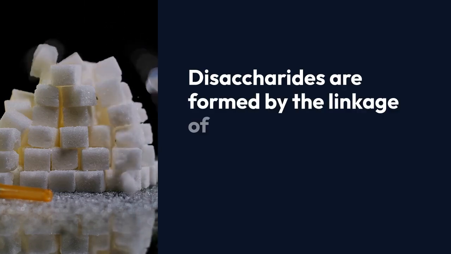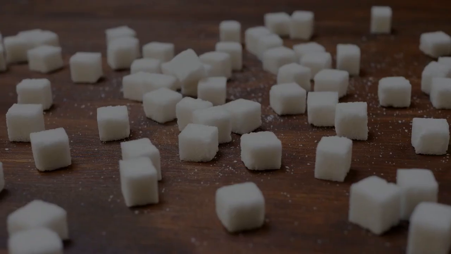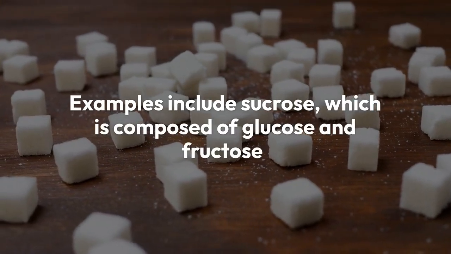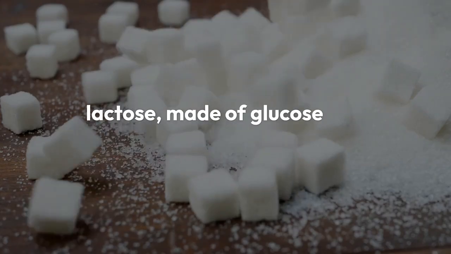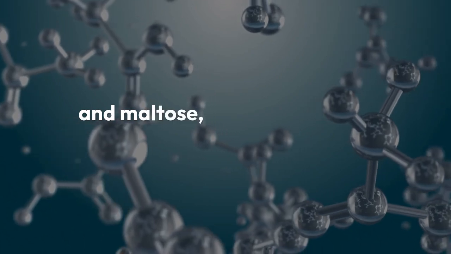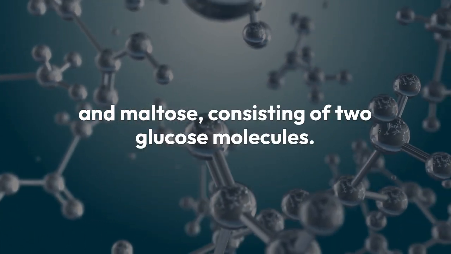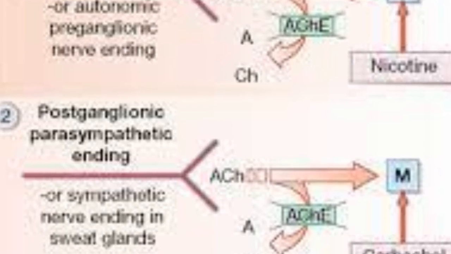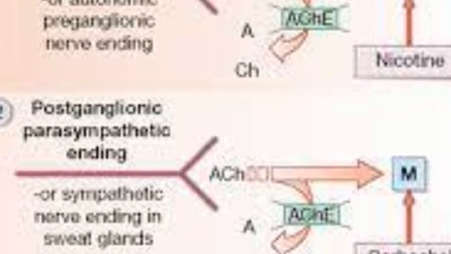Disaccharides are formed by the linkage of two monosaccharides. Examples include sucrose, which is composed of glucose and fructose, lactose, made of glucose and galactose, and maltose, consisting of two glucose molecules. These sugars must be broken down into monosaccharides before they can be utilized by the body.